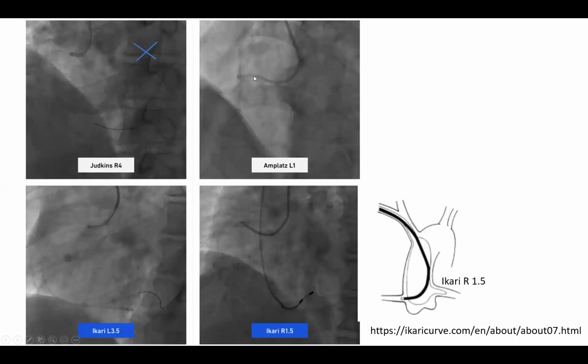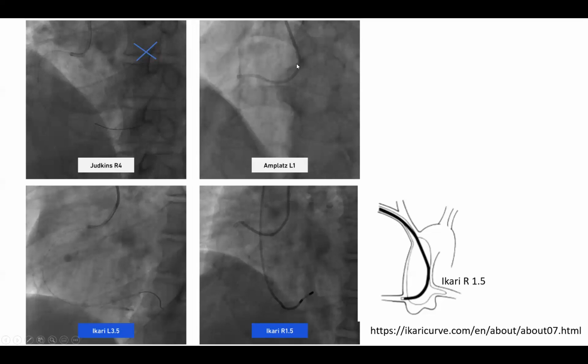This is the Amplatz left. This is the Ikari left 3.5. And it's providing support. It doesn't often sit on the opposite aortic wall. It's kind of like a Judkins right, except it's more deep-seated and more stable. So it provides support by deep seating, not by opposite aortic wall. So it's kind of like a very good Judkins right.